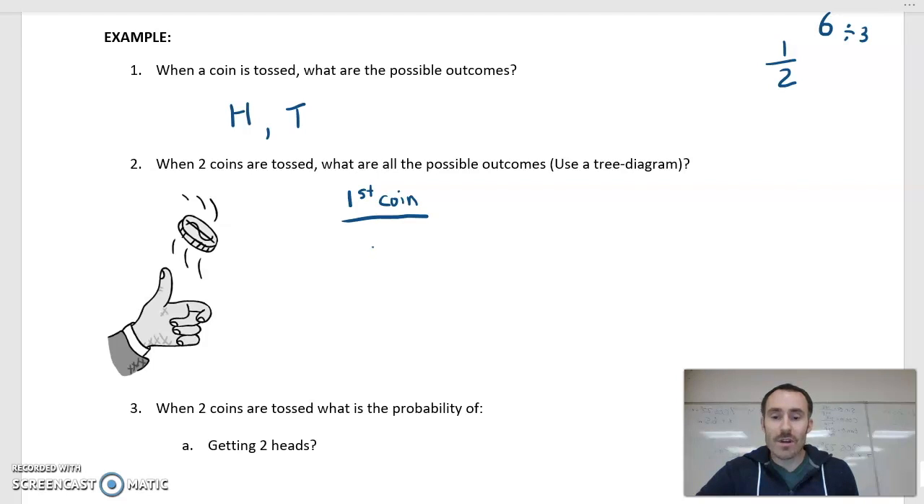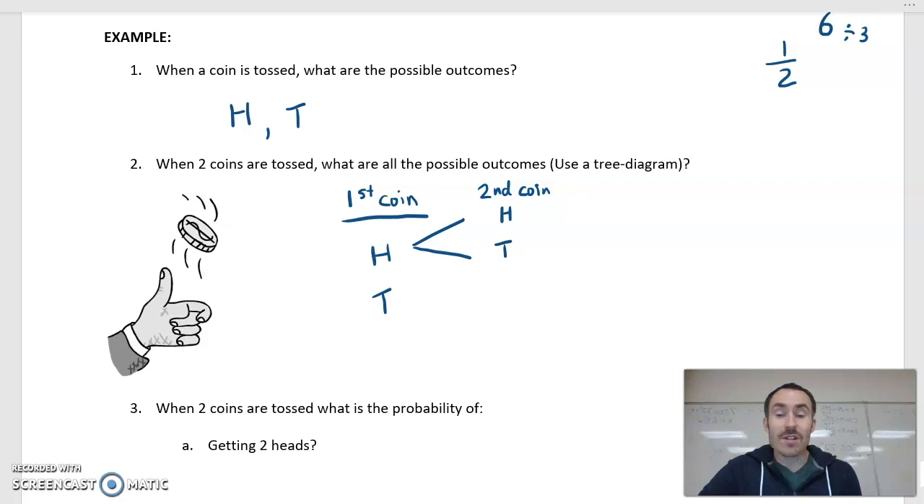On our first coin, we could get heads or we could get tails. Now we're going to use a tree diagram to diagram out all of the possibilities here. And so when you roll a heads on the first coin, you now have 2 possibilities for your second coin. On the second coin now, you could get heads again, or you could get tails.